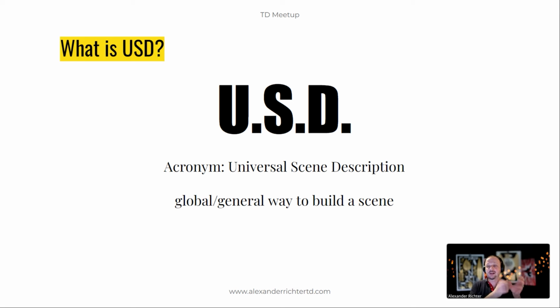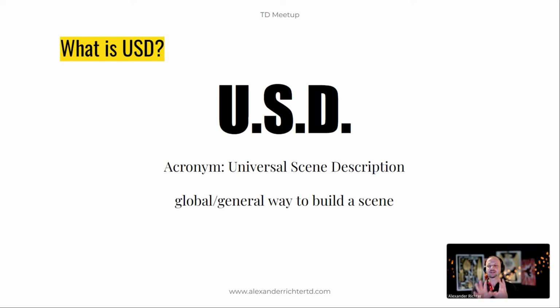So a saved file in Maya and Houdini and Nuke basically describes a scene and then builds it up. So we load it, so it builds up the scene. So that's what a scene description basically does. A saved file is a scene description. The big difference here is the universal. So the universal is basically for the global, general. It's independent of where you are, independent of Maya, independent of Houdini, it should describe the scene.